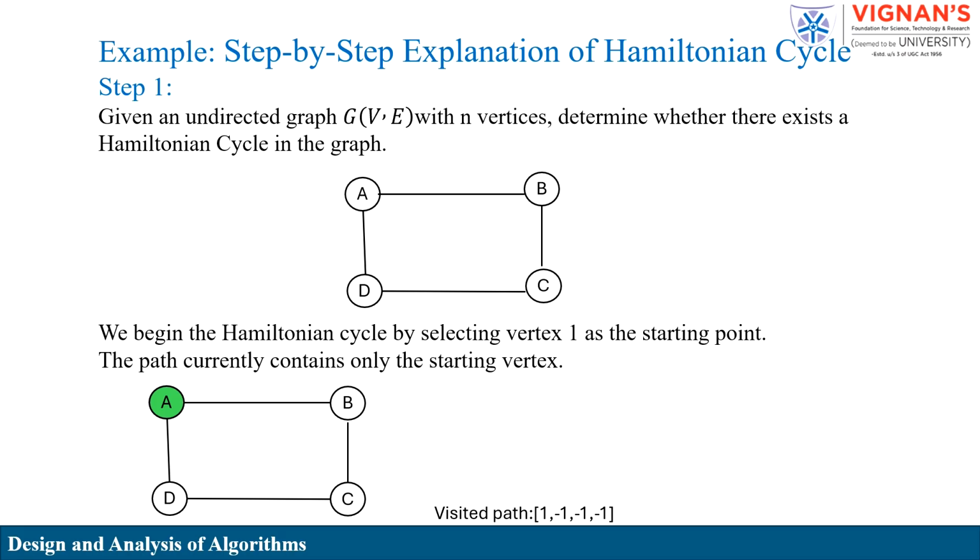The visited path is initially shown as 1, -1, -1, -1, indicating that vertex A is the starting point and has been visited, while the other vertices B, C, and D have not been visited yet.